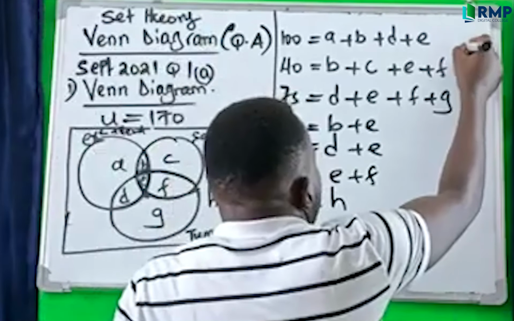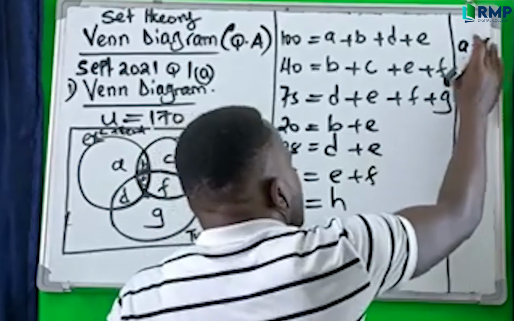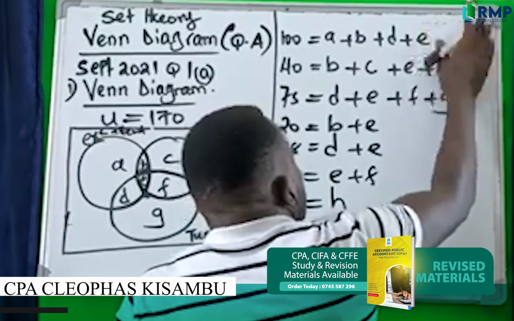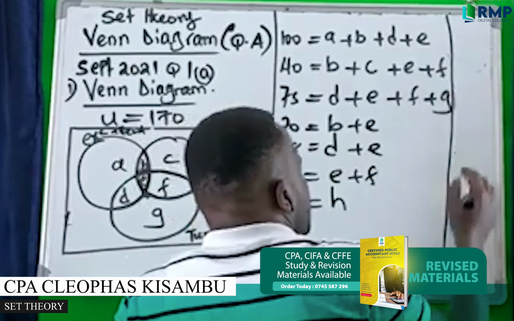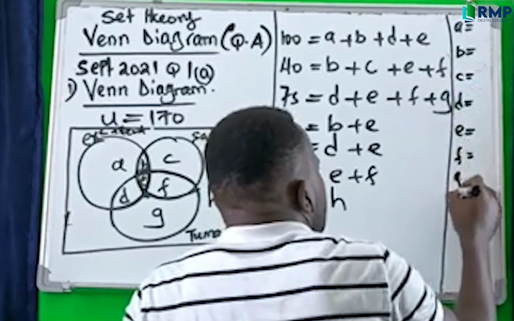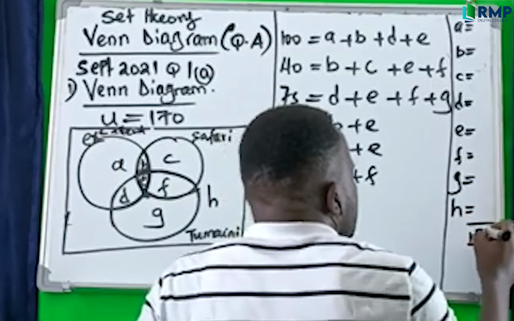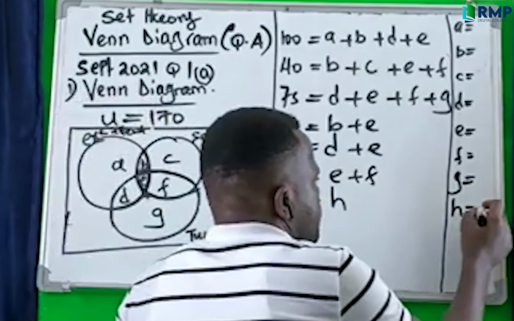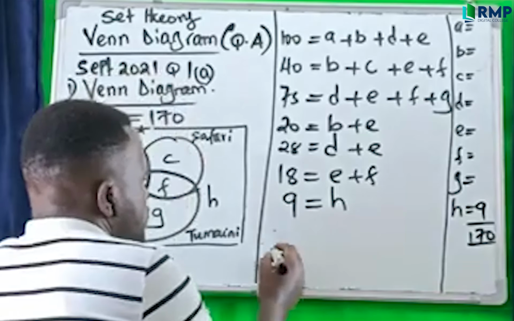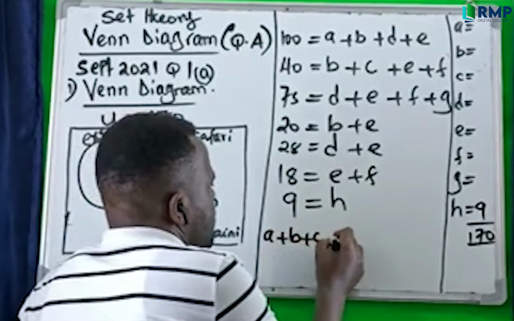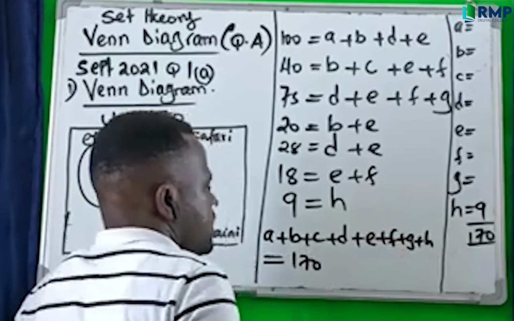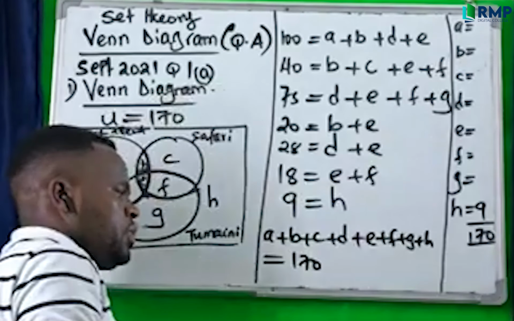So we have presented the information in the Venn diagram. Let me get the values of A to H. I'll write them here: A, B, C, D, E, F, G, H, and the total should be 170. Already I have H as 9. One thing I know is that A plus B plus C plus D plus E plus F plus G plus H is 170, because when you add them we should get the total population.